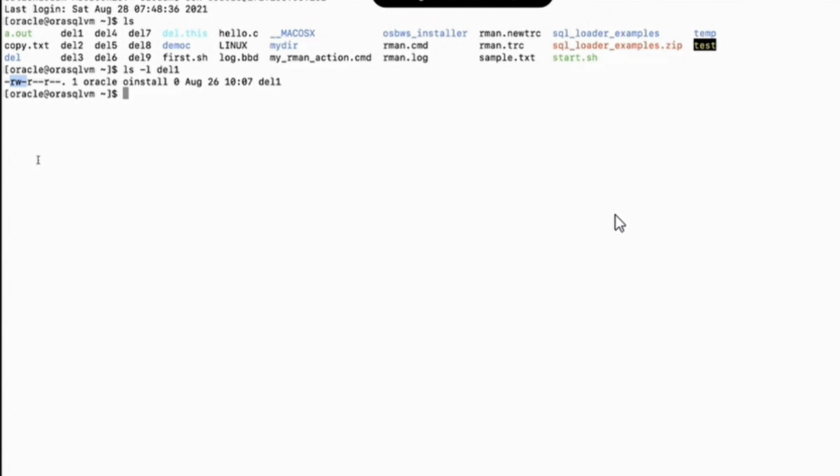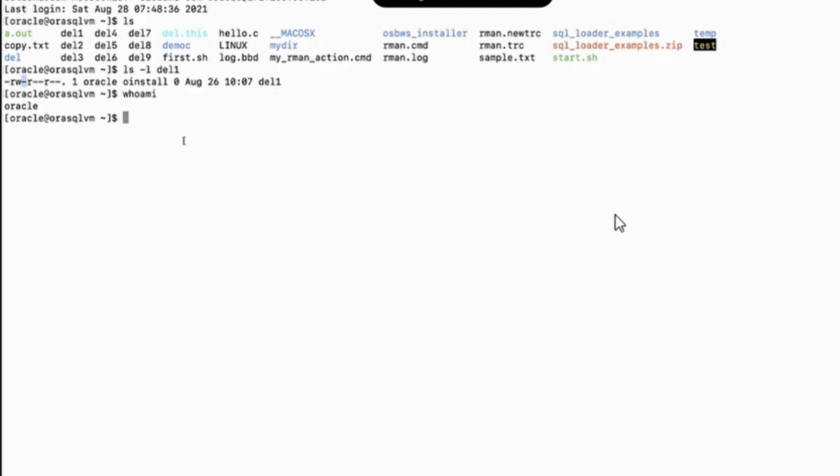The question then becomes, who is the owner? Well, this column shows you the owner. It means Oracle user, which I am currently. I am currently Oracle user. So Oracle user, who happens to be the owner of the del1 file, can read the contents of the file, can modify the contents of the file, but cannot execute the file.